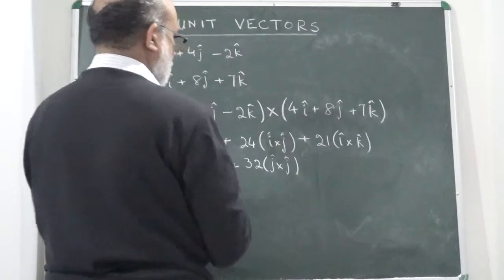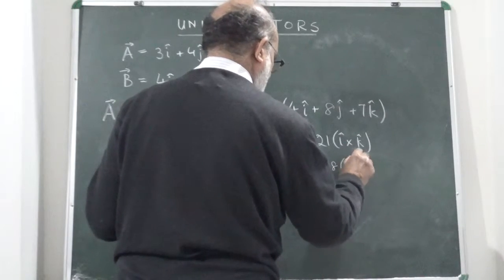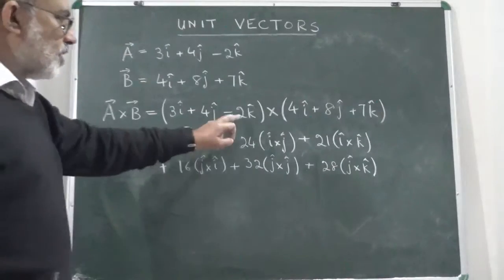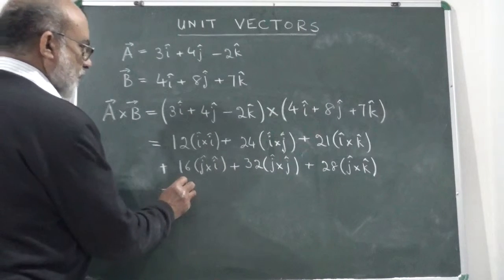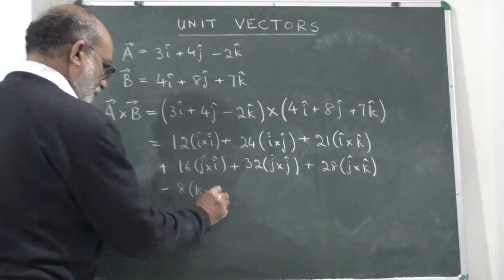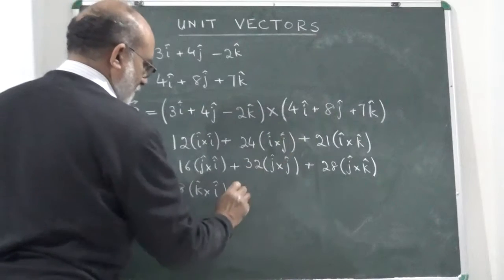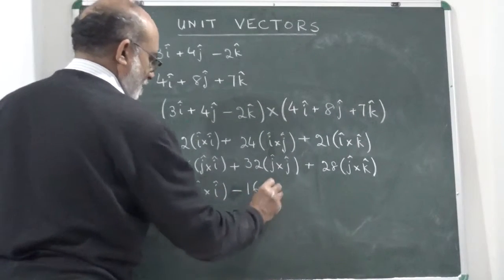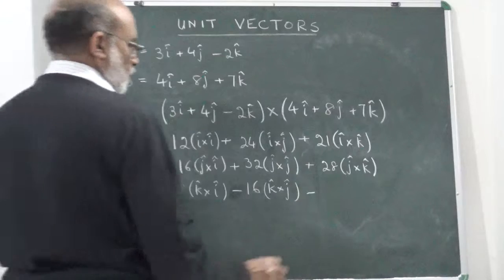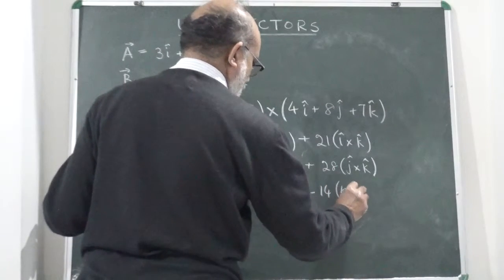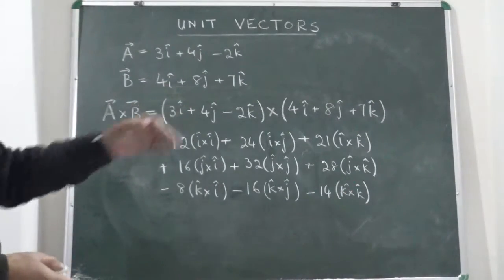This J is multiplying, so it is 28 J cross K. Now this one is multiplying, so it's minus 2 multiplying with 4, that gives you minus 8 K cross I. Again minus 16 K cross J, minus 14 K cross K. Okay, so all of them have been multiplied individually.